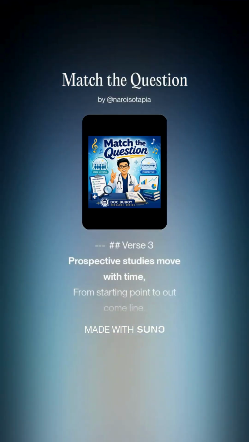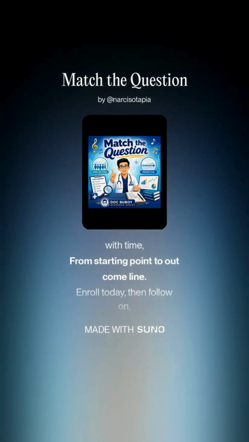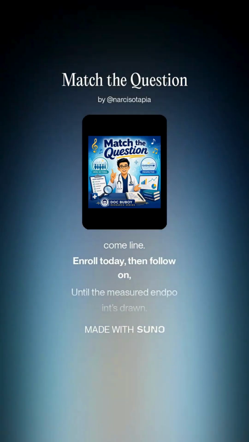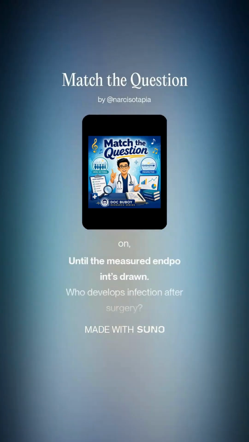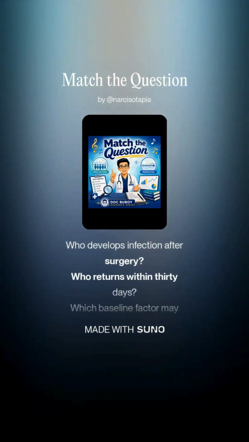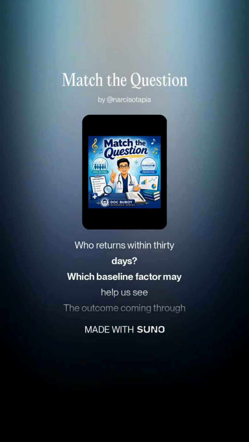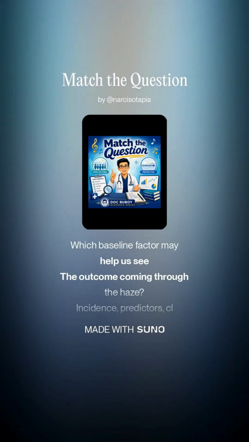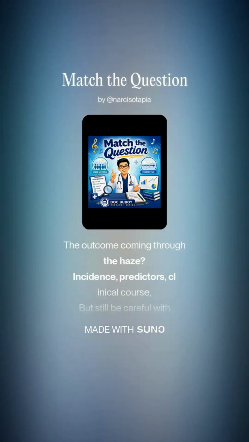Prospective studies move with time, from starting point to outcome line. Enroll today, then follow on until the measured endpoint's drawn. Who develops infection after surgery? Who returns within 30 days? Which baseline factor may help us see the outcome coming through the haze?